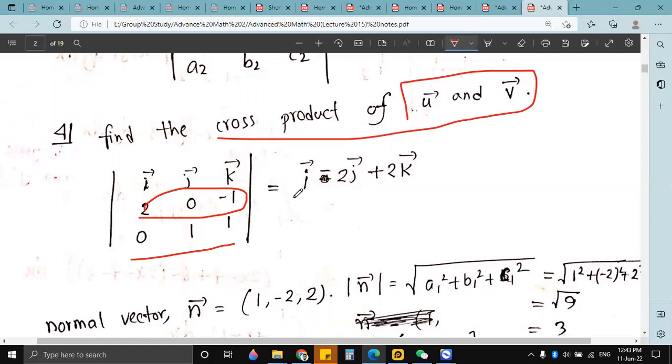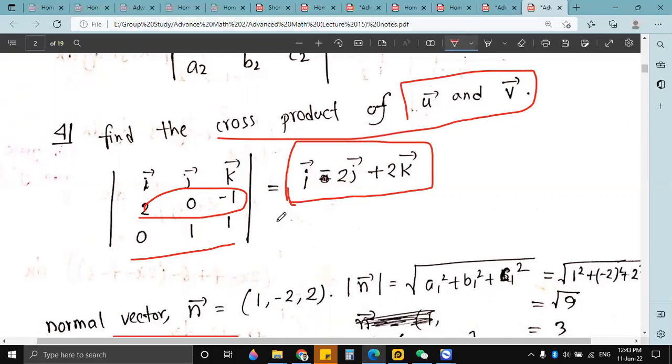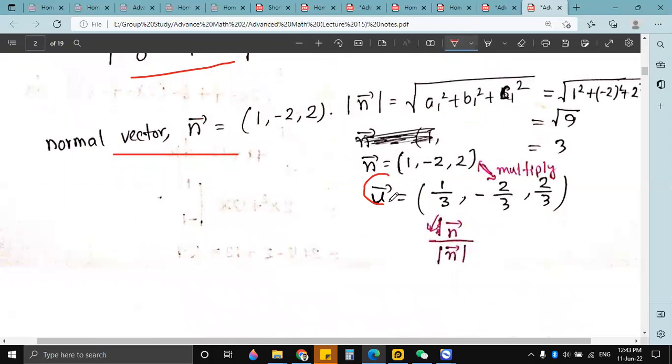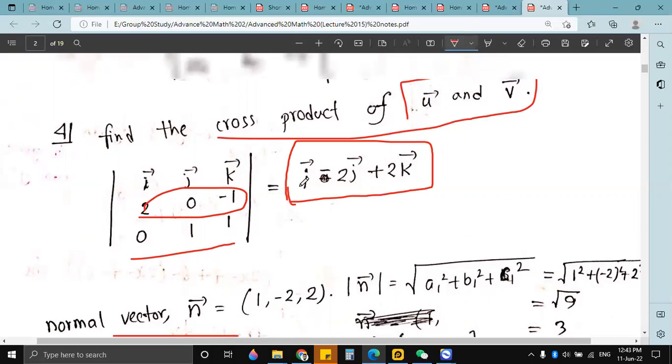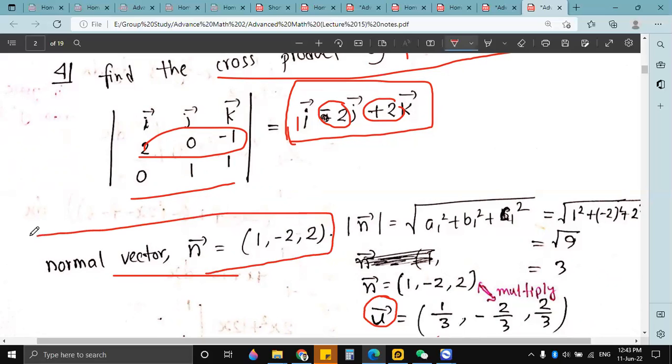If we find the cross product of these two vectors, we will find i minus 2j plus 2k. I hope you can do this calculation, right? And then we have to find the norm vector. Now we have to find the unit vector. So our norm vector is here. The coefficient here is 1, here the coefficient is minus 2, and here the coefficient is 2. So we just take those coefficients as the normal vector.